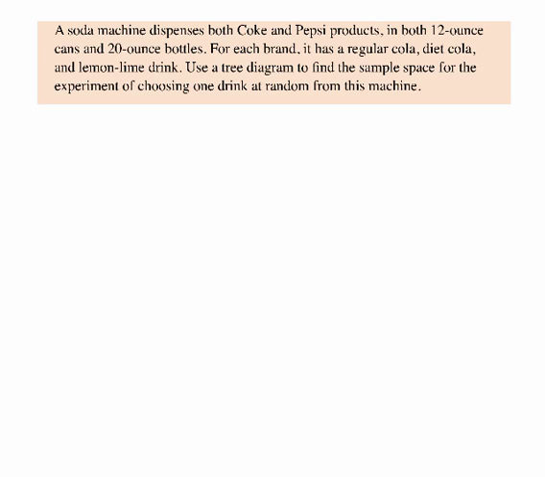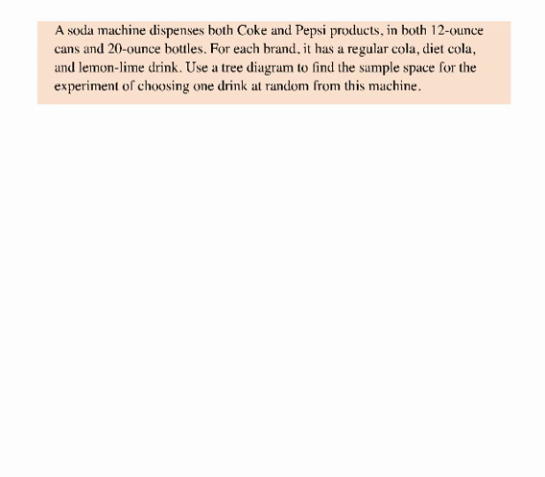When we decide to use a tree diagram to find a sample space for a given experiment, it's important to really think of it in stages and think about how many possibilities there are at each stage and what those possibilities are. So the way this problem is described to us, we've got a soda machine dispensing two different brands of products, which is Coke and Pepsi.